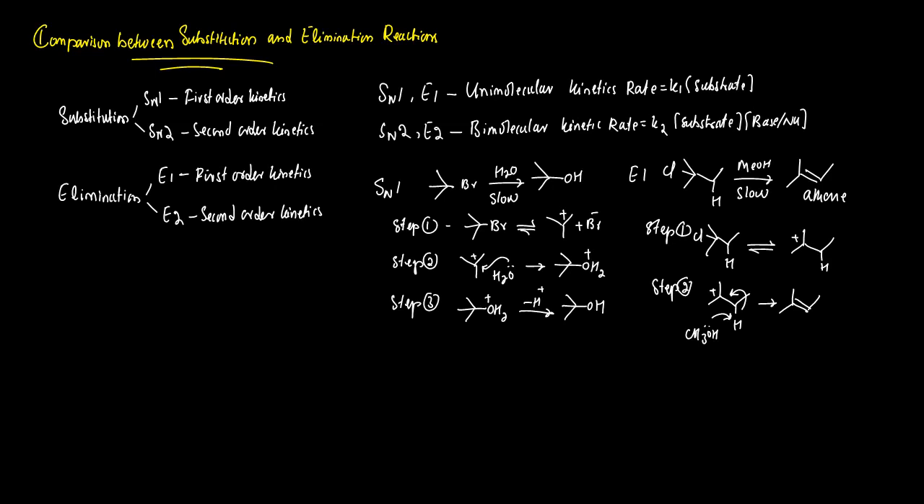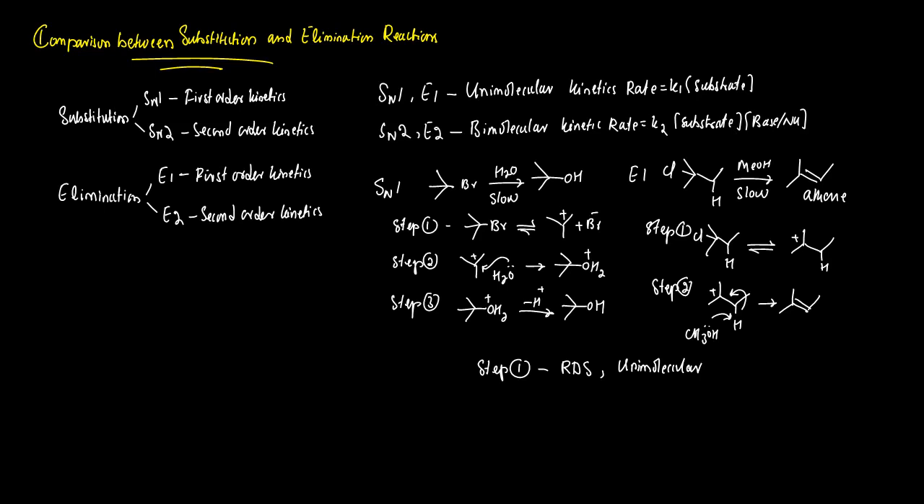So in both cases, the first step is slow, which involves the ionization of substrate. So this first step is rate determining, where only a single molecule of substrate is involved. Therefore, we call both SN1 and E1 unimolecular, or their kinetics depend upon the concentration of substrate alone.